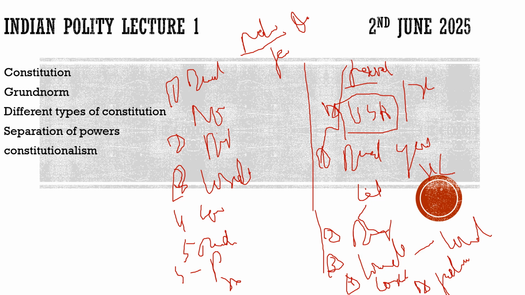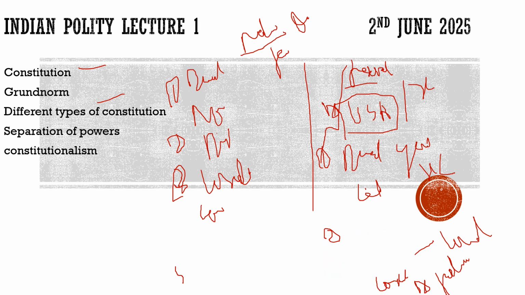So till now, I hope you have understood the constitution. You have understood the different types of constitution, the difference between the written and unwritten constitution, and the difference between the federal and unitary constitution. Now, another third important concept which I want to discuss here is the separation of powers. This is also an important concept which you should understand.